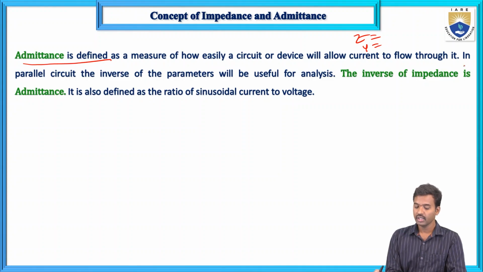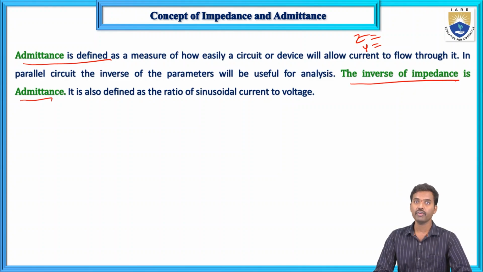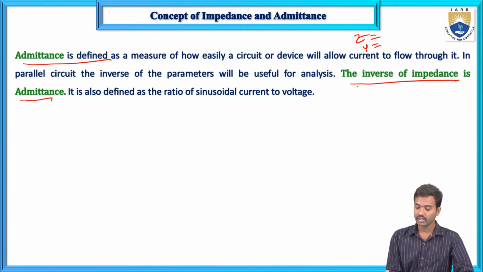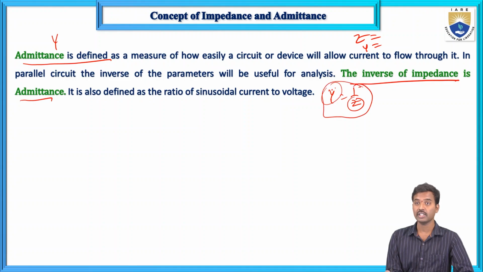So now here in the parallel circuit, inverse parameters will be useful for this analysis. The inverse of impedance is known as admittance. Impedance opposes the flow of current and admittance allows the current. It is represented with capital Y. So Y equals 1 by Z. The reciprocal of impedance is known as the admittance.